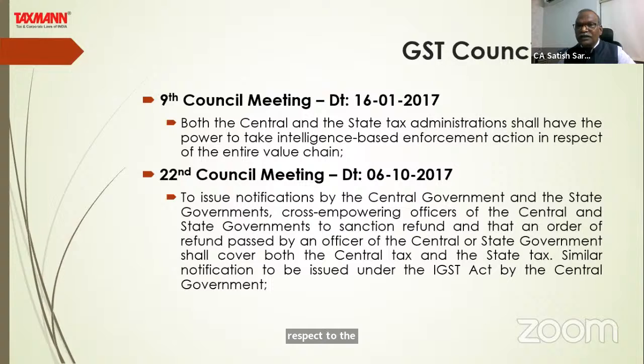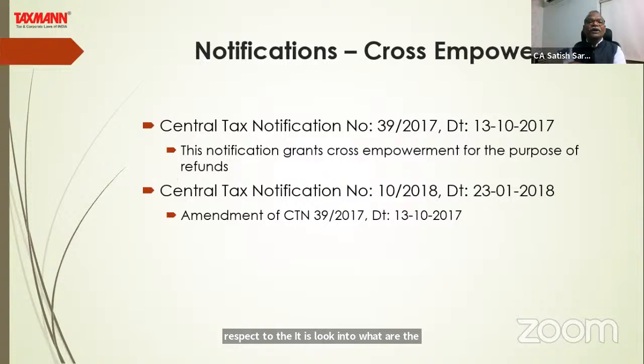Let us look into what notifications have been issued by the government with respect to cross-empowerment. Two notifications have been issued for the purpose of cross-empowerment. The first notification was Central Tax Notification number 39/2017, dated 13th October 2017. This notification grants cross-empowerment for the purpose of refunds. Let me stress, refunds only. And the second notification was Central Tax Notification 10/2018, dated 23rd January 2018. This notification amends certain parts of notification number 13/2017.